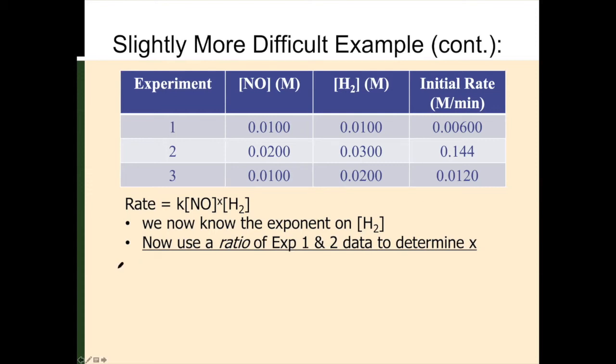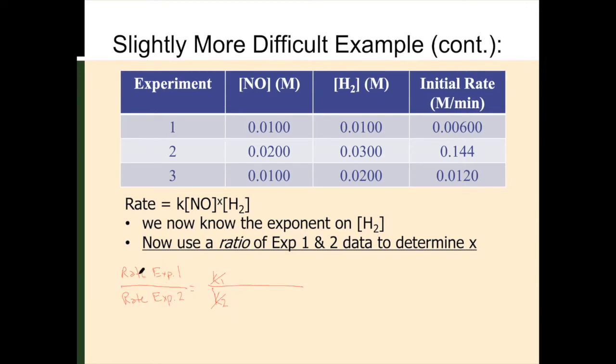Okay, so now what we're going to do is compare the rate of experiment 1 to the rate of experiment 2. And of course that's equal to the rate constant for experiment 1 over the rate constant of experiment 2. But I know that those are going to be the same, because this is a characteristic of the reaction and the temperature of the reaction. So those will just cancel out each other.